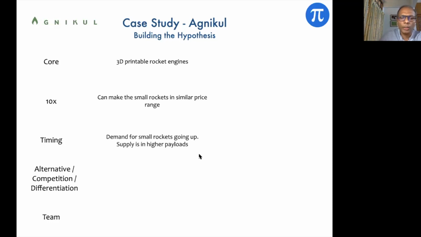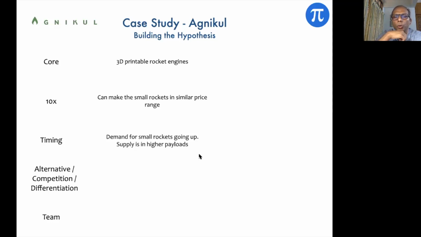Any thoughts on alternatives, competition and differentiation? In competition, they didn't talk about the LA company Relativity Space. I didn't get enough information on whether they are doing the same size rockets, but they are also doing 3D printing, and I think they are about to launch this year. They didn't talk about that company.